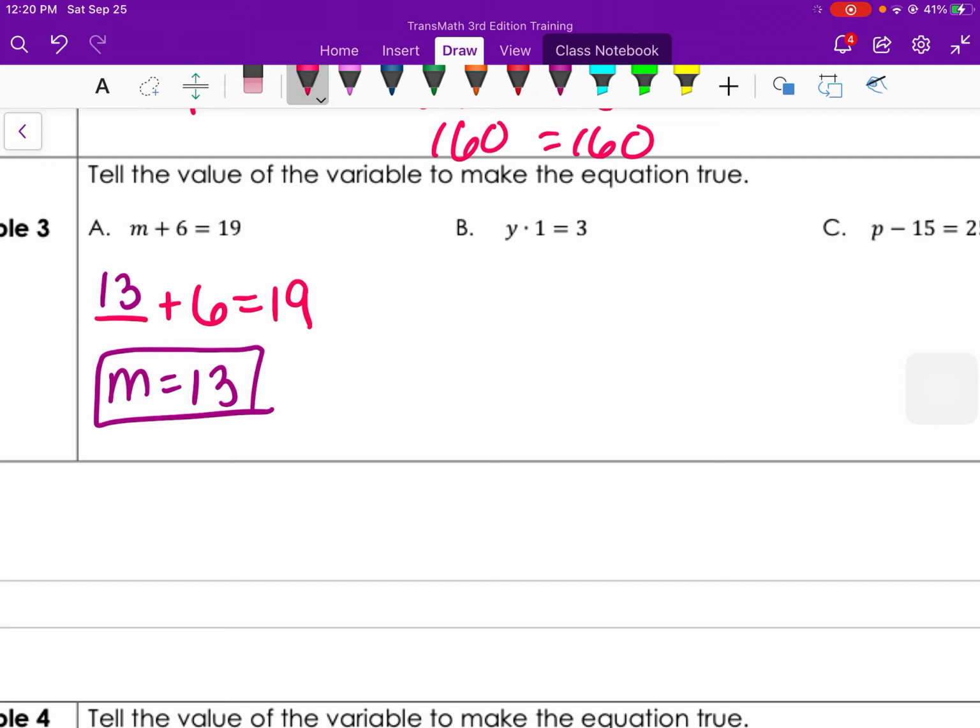All right, if we look at the next one, we have y times 1 equals 3. So what number times 1 equals 3? Well, I know that any number times 1 is itself, so that means that 3 times 1 equals 3, which means that the solution to this equation is y equals 3.